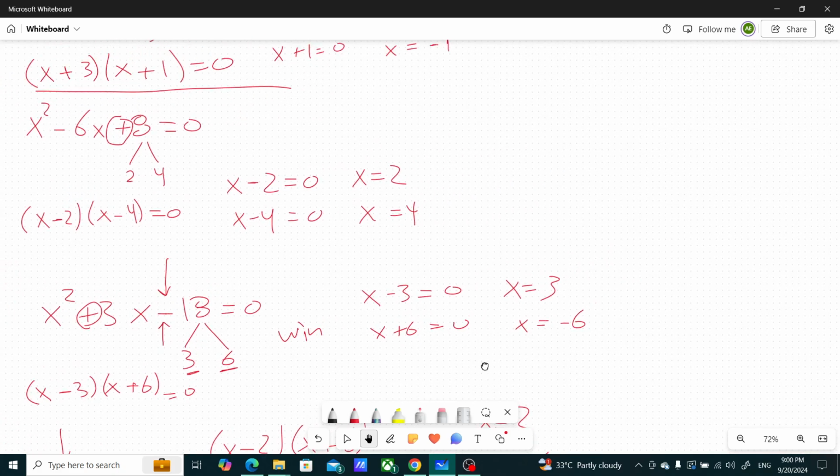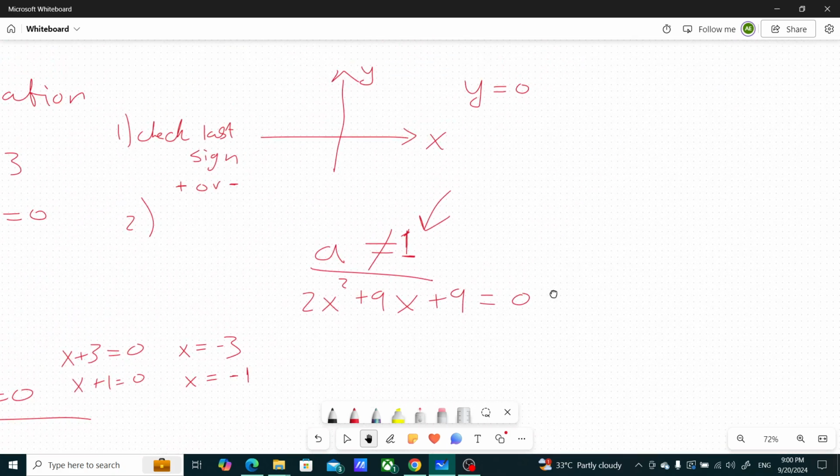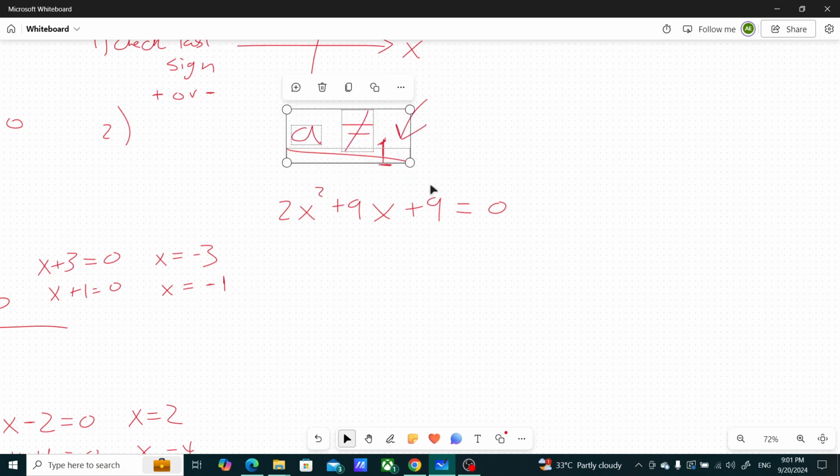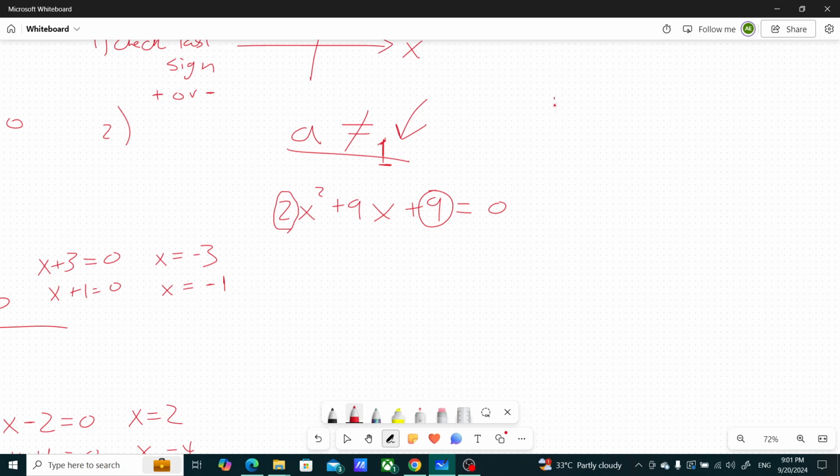Okay, very good. Let's take some examples on the other part where a is not equal to 1. So here we have an a, which is 2. Let's move this a little bit upwards. The first step here is not to look at this sign and then get the two factors. No, we need to do a step before that. We will multiply this coefficient and this coefficient. So we multiply a times c. This is the a, this is the c.